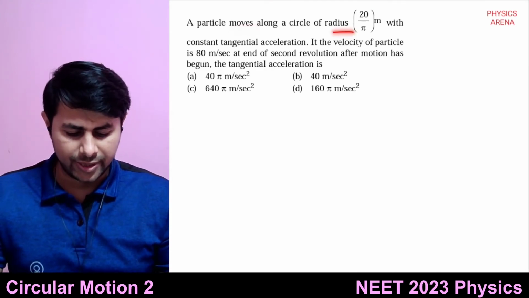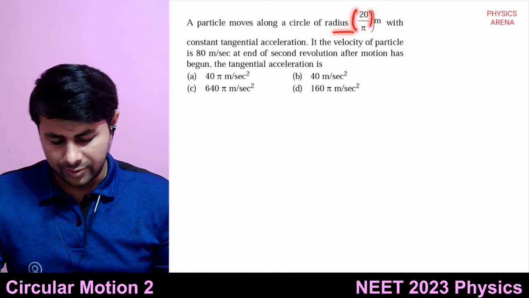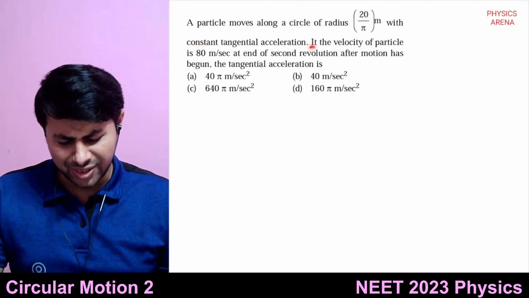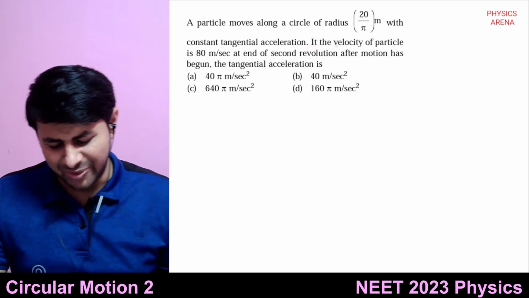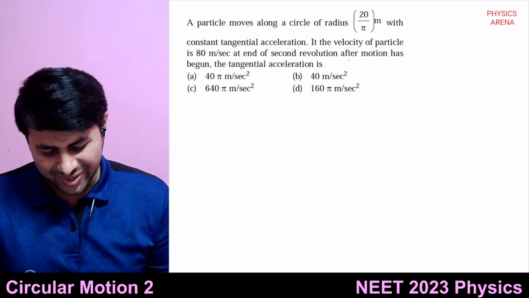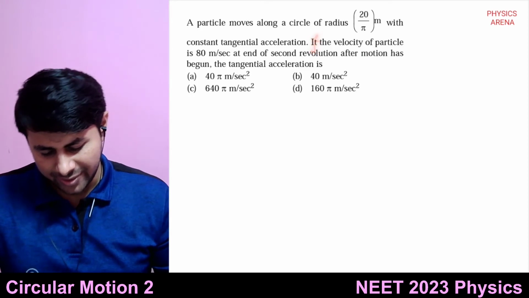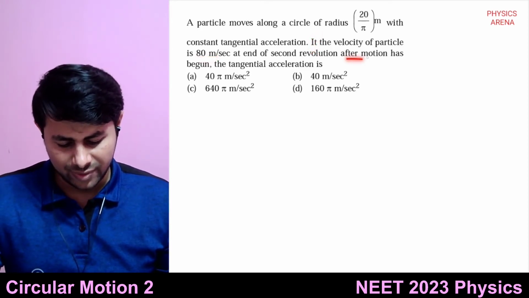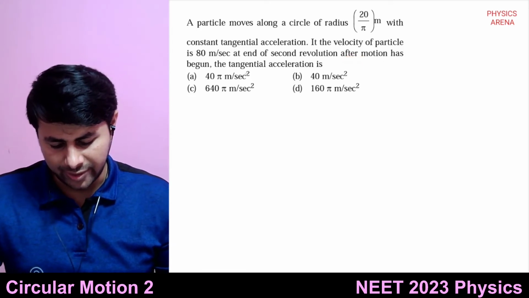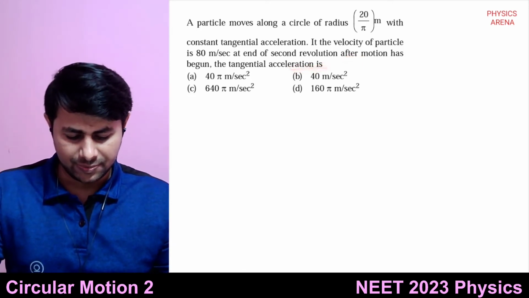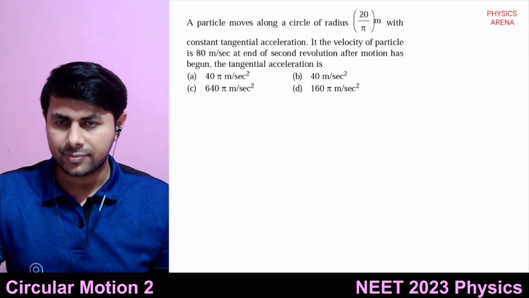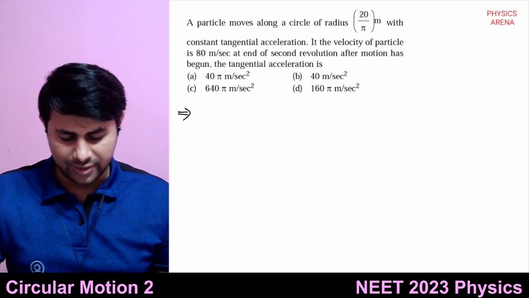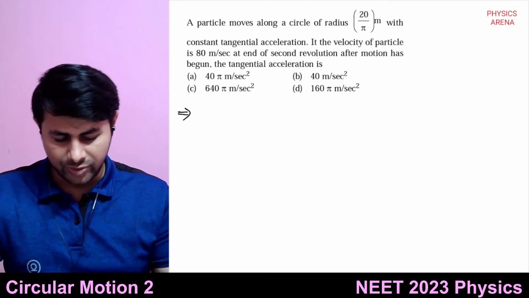A particle moves along a circle of radius, this is the radius, with constant tangential acceleration. If the velocity of the particle is 80 meters per second at the end of the second revolution after motion has begun, what is the tangential acceleration? So this is simple, right? Might be calculation heavy. Let's see. Which formula will you use?